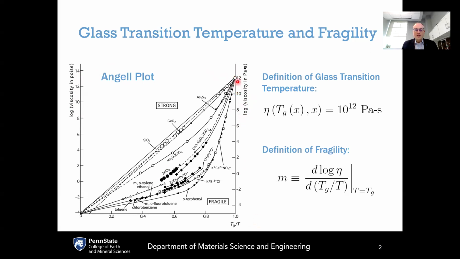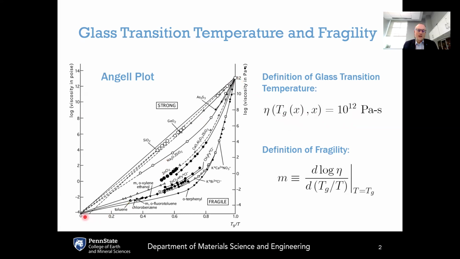Now, all of the curves pass through this common point here at Tg over T equals 1. This is the glass transition temperature, where the viscosity is 10 to the 12 Pascal seconds or 10 to the 13 poise. This is Angell's definition of the glass transition temperature. So for any composition X, the glass transition temperature is defined as being that temperature at which the viscosity of the liquid is 10 to the 12 Pascal seconds. So all of these curves converge on that point by definition.